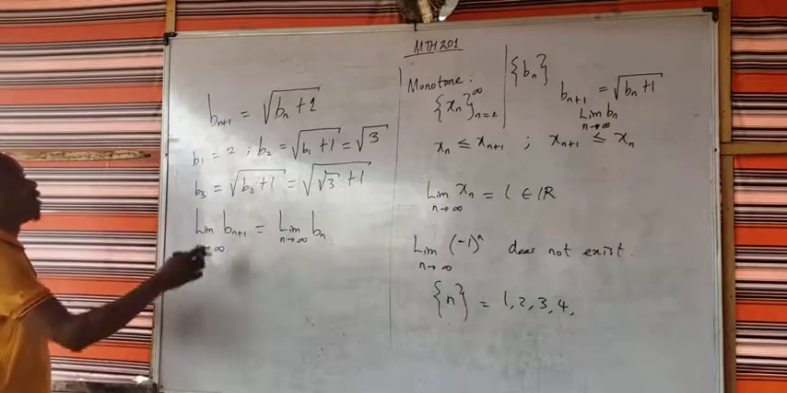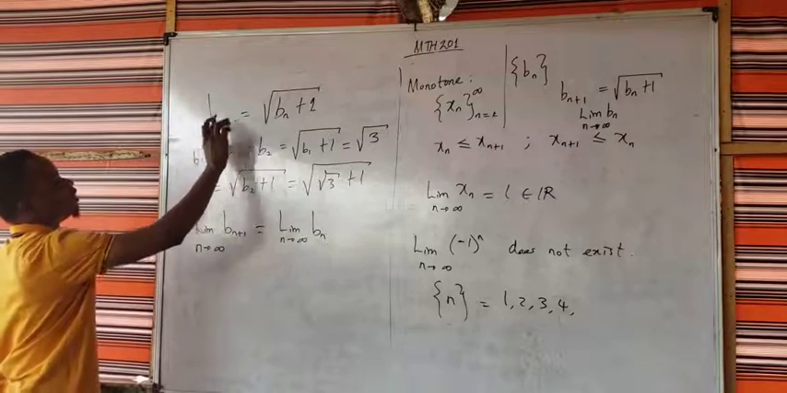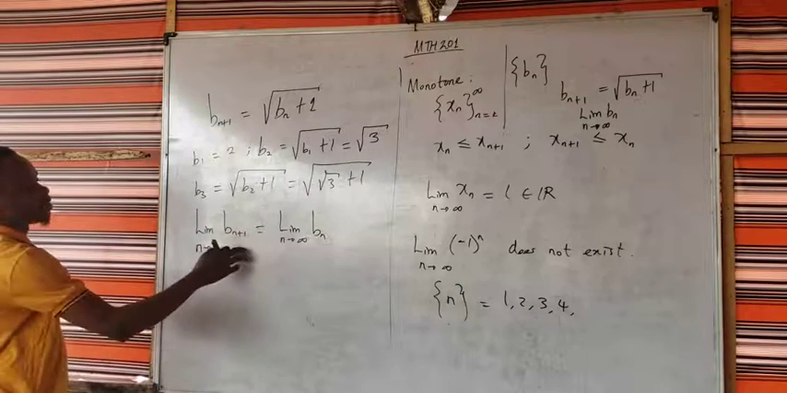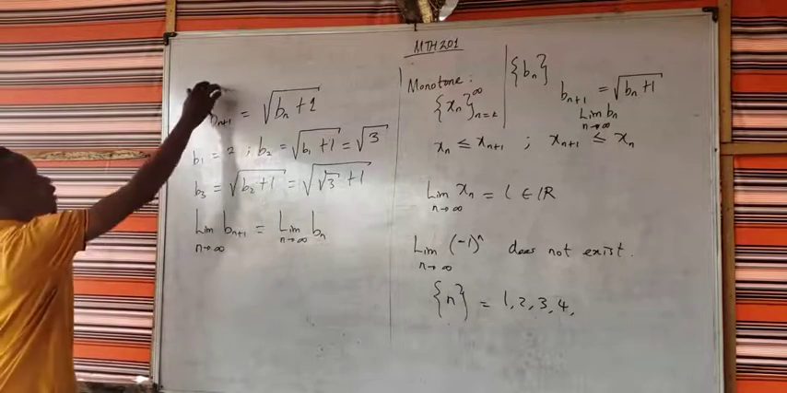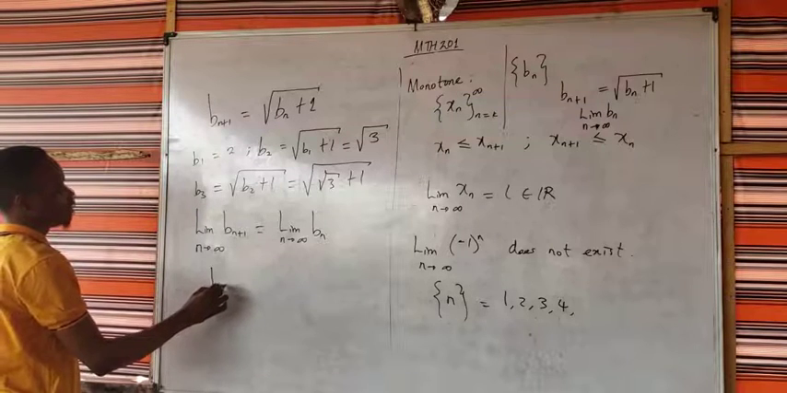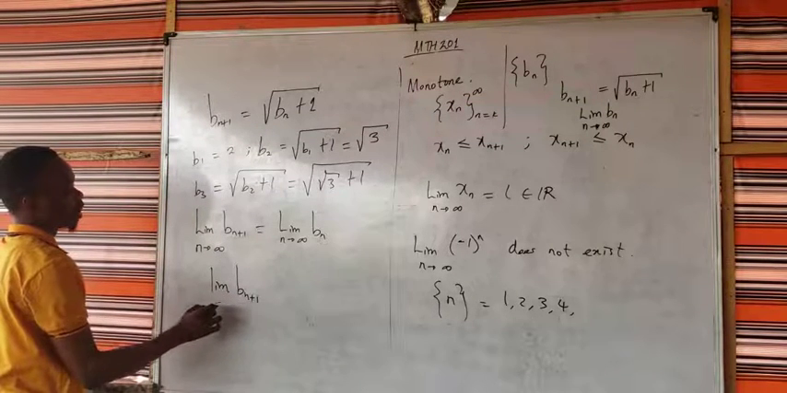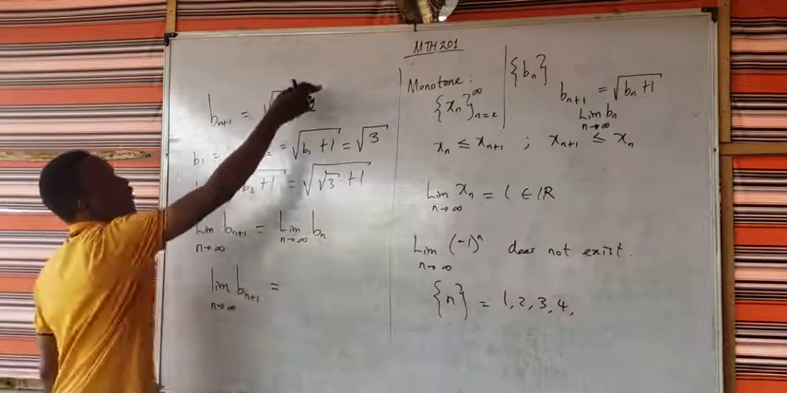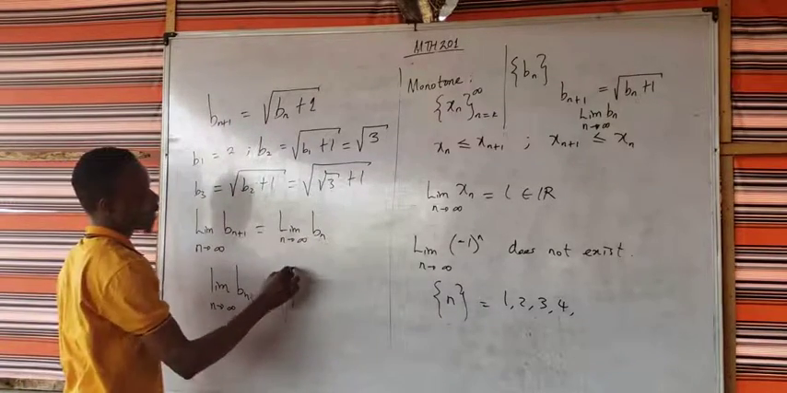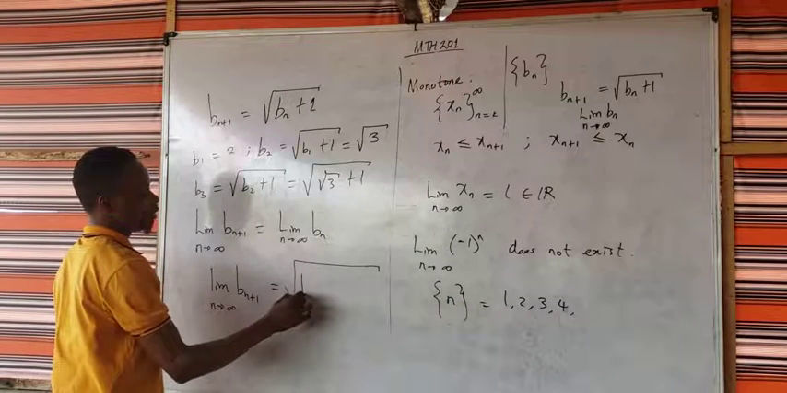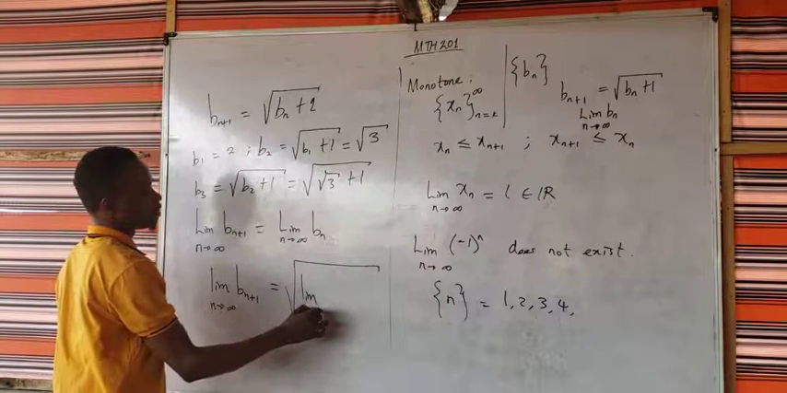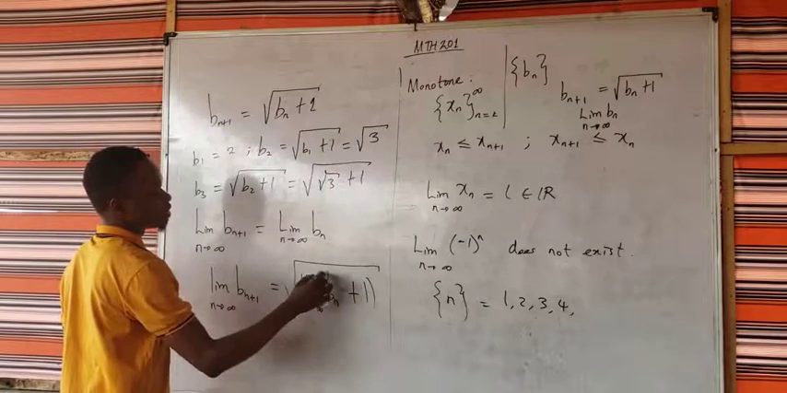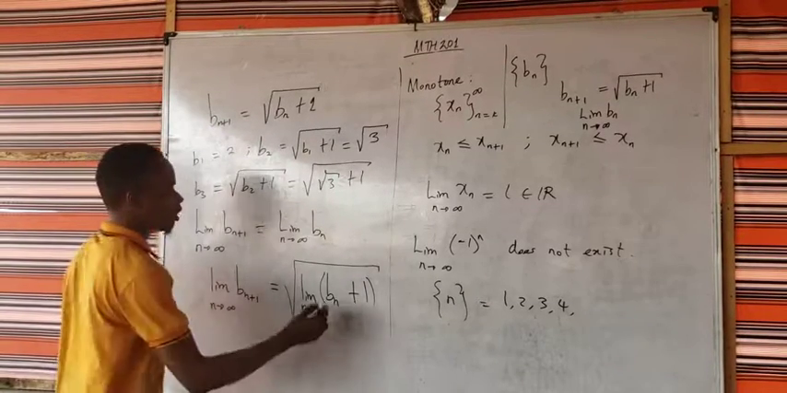So that means when I take the limit of this, it should be equal to the limit of this. Alright, and then both of them should be equal. So I can take the limit here. That means I should have the limit of b_{n+1} as n approaches infinity to be equal to, by our rules of limits, the limit as n approaches infinity of the square root of b sub n plus 1. Is that clear? So what would that give us?